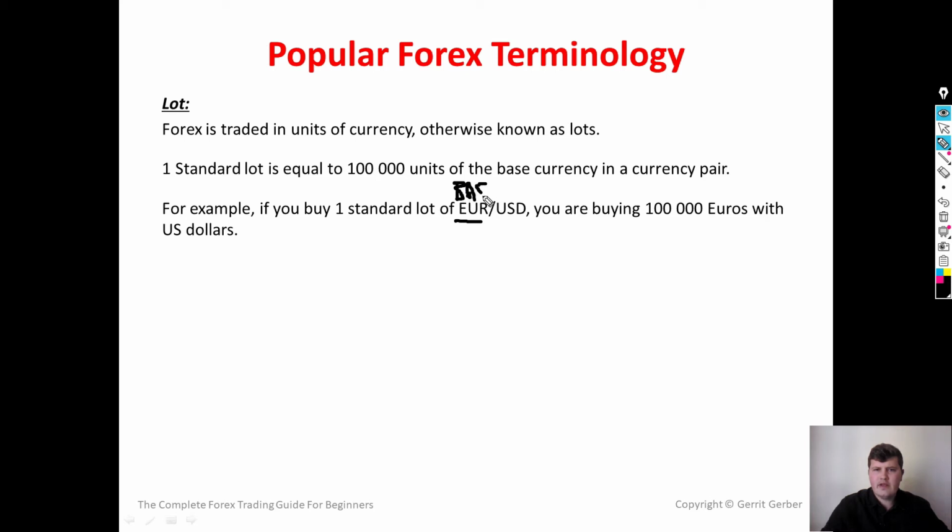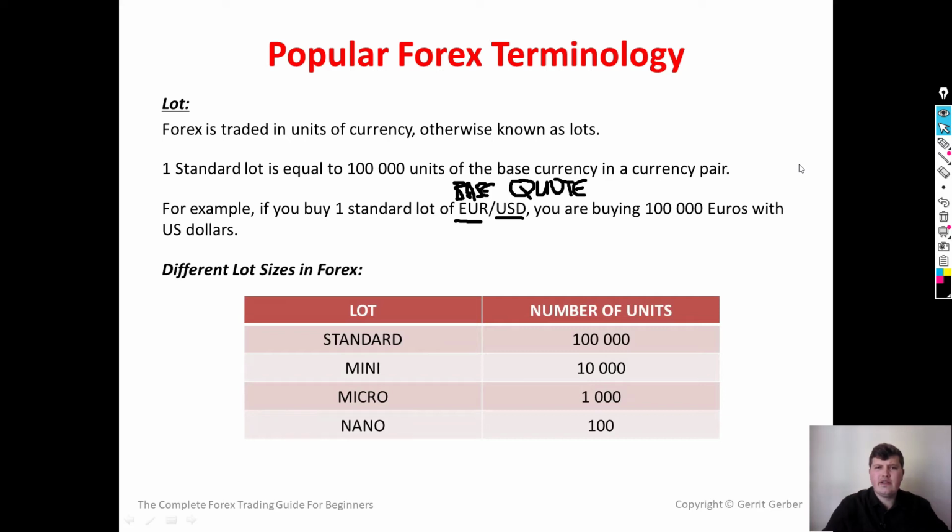of the currency pair, and the USD is the quote currency of the currency pair. Then when you buy one standard lot of Euro USD, you are buying 100,000 units or euros of the base currency, which is the euro, and you are paying with US dollars. So you are buying the base currency and you are paying with the quote currency.